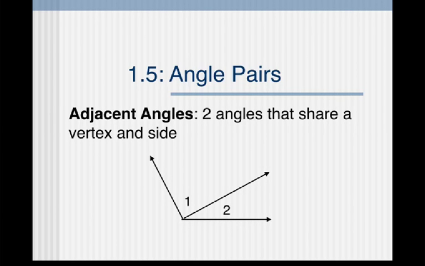This lesson is all about angle pairs and the different ways that two angles can relate to each other. First, we're going to talk about adjacent angles. Adjacent angles are two angles that share a vertex and a side. Now, adjacent is really just a fancy word for things that are next door to each other. Adjacent apartments share a wall. You see the same idea here. Adjacent angles share a side. They're next door neighbors.